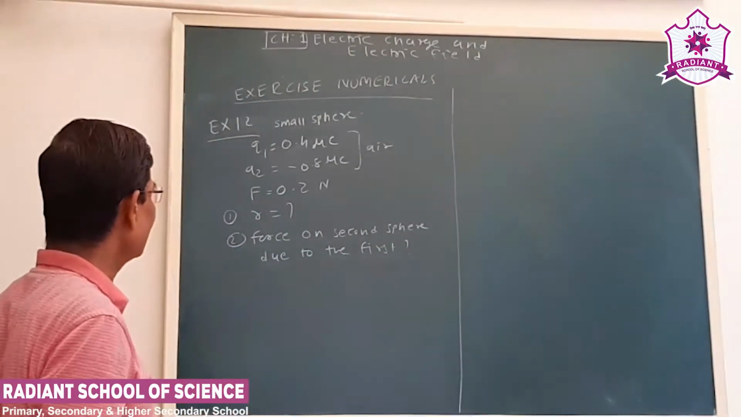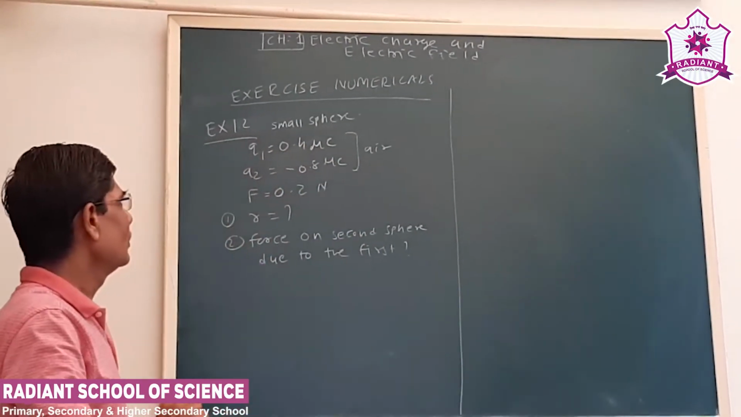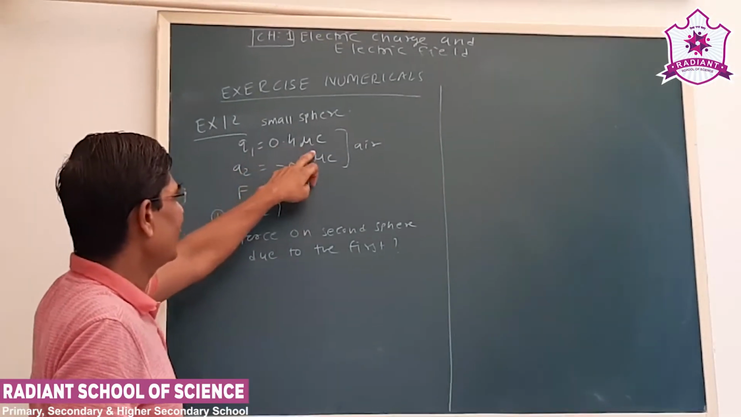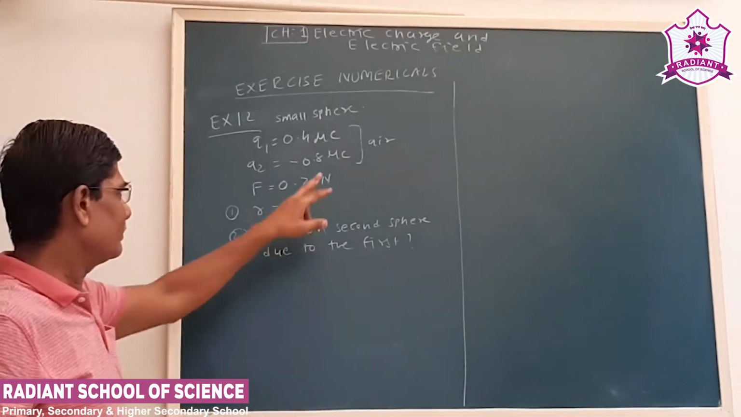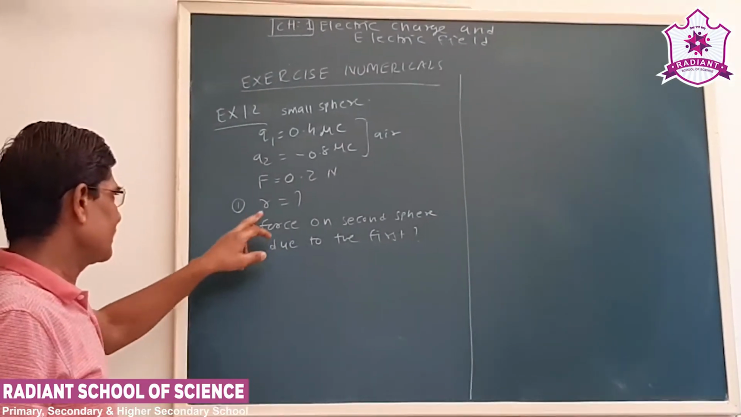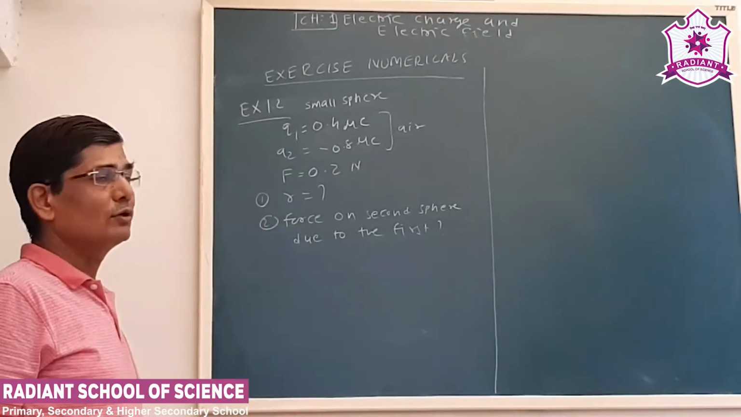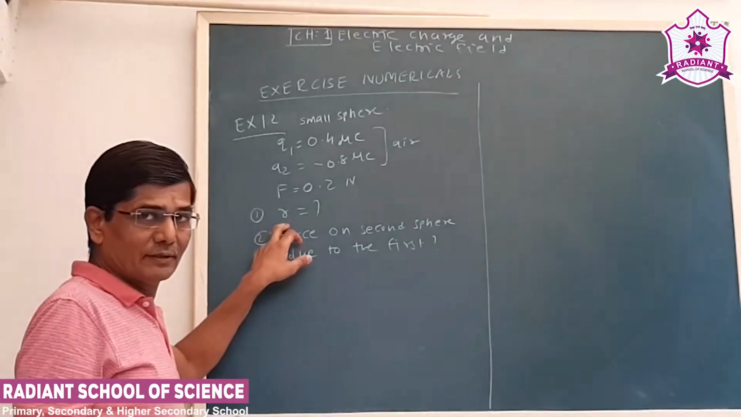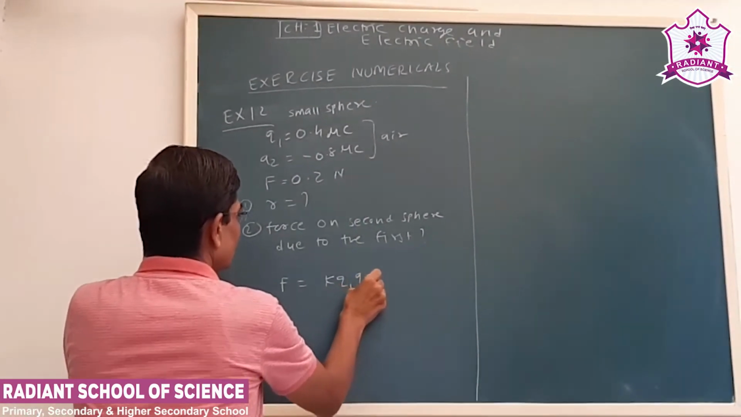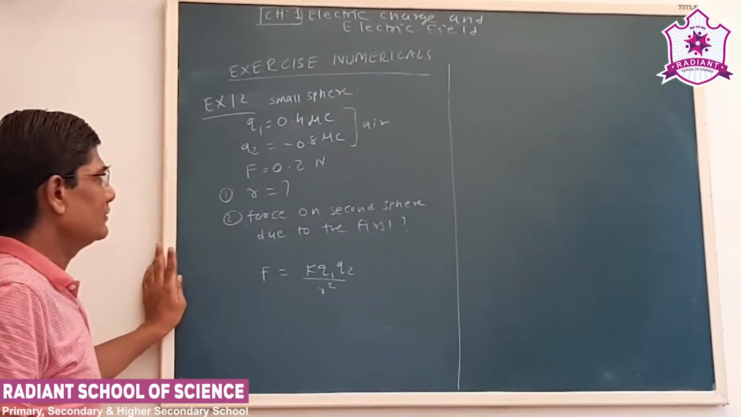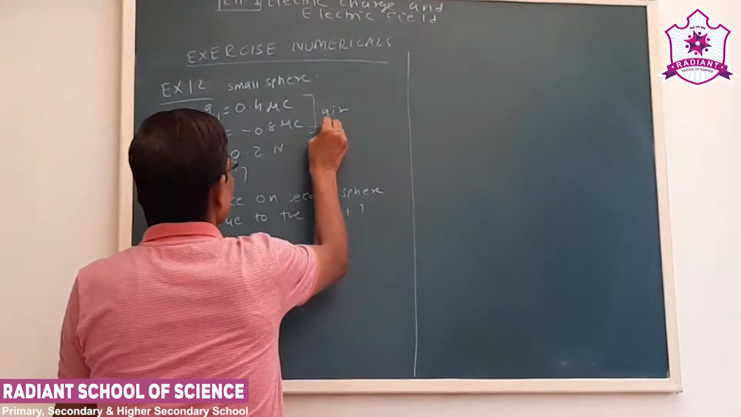Next, exercise sum number 1.2. Two small spheres, Q1 is 0.4 microcoulomb and Q2, the second sphere, is minus 0.8 microcoulomb, are kept in air. They are separated by some distance, let us say r. The force acting between them is 0.2 Newton. First, we have to calculate the distance between them. Now we use the formula F is equal to kq1 q2 upon r square. Now what we see here, both charges are of opposite polarity, so the force will be attractive in nature.